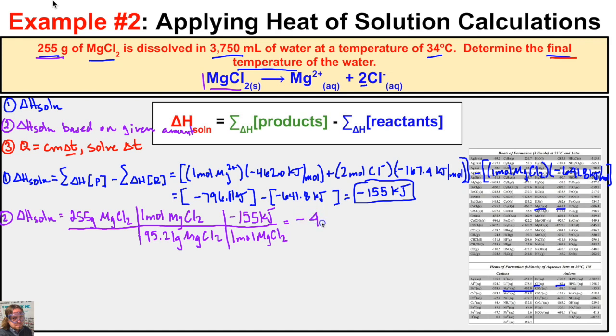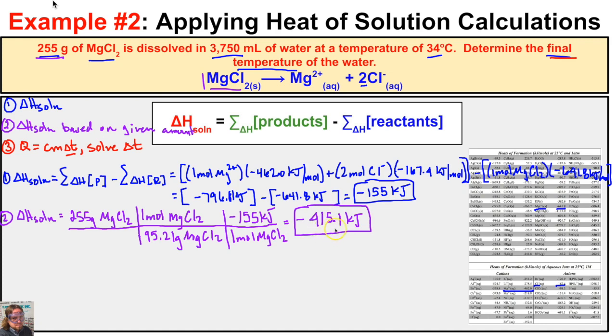kilojoules. So this is how much heat, or energy, is going to be released when we have 255 grams of magnesium chloride dissolving and dissociating in water. It's going to release this much energy.